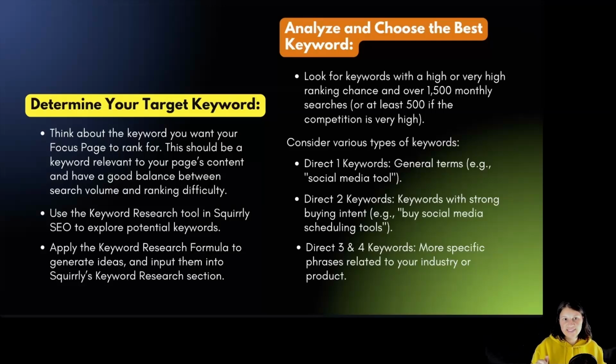Analyze and choose the best keyword. Look for keywords with a high or very high ranking chance and over 1,500 monthly searches, or at least 500 if the ranking chance is very high. Consider various types of keywords. Direct one keywords, general terms, for example, social media tool. Direct two keywords, keywords with strong buying intent, for example, buy social media scheduling tools. And direct 3 and 4 keywords, more specific phrases related to your industry or product.